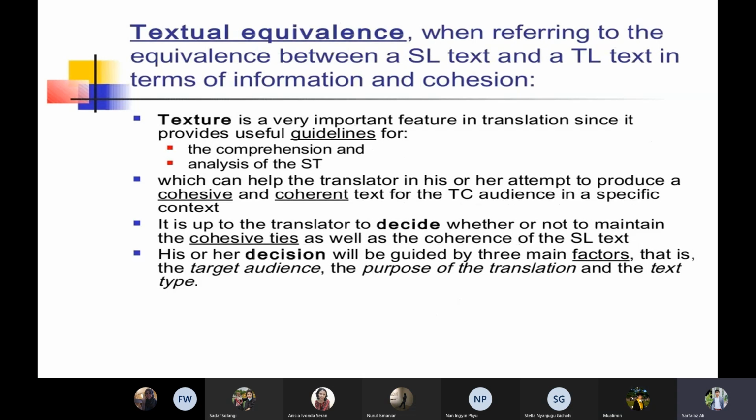And the textual equivalence, in detailed description, is written as when referring to the equivalence between the source language text and the target language text in terms of information and cohesion. And the description is in front of you.